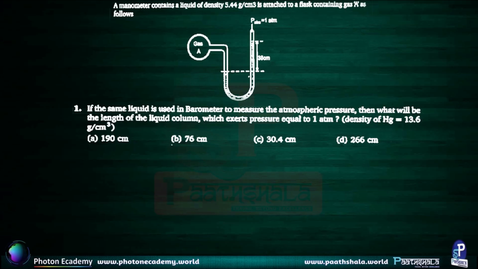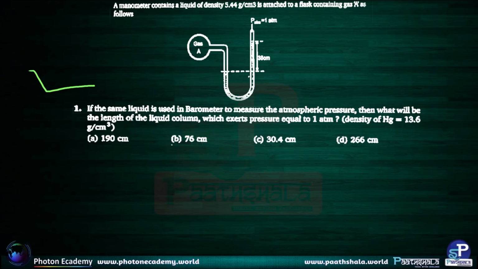A manometer contains a liquid of density 5.44 grams per centimeter cube and is attached to a flask containing gas A as follows. If the same liquid is used in a barometer to measure the atmospheric pressure, then what will be the length of the liquid column which exerts a pressure equal to 1 atm? Density of mercury is 13.6 grams per centimeter cube.